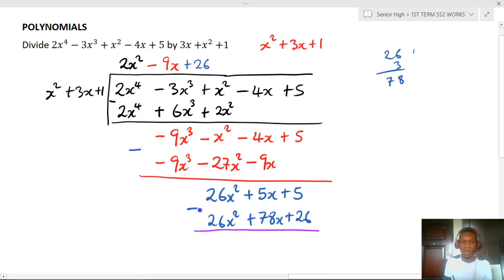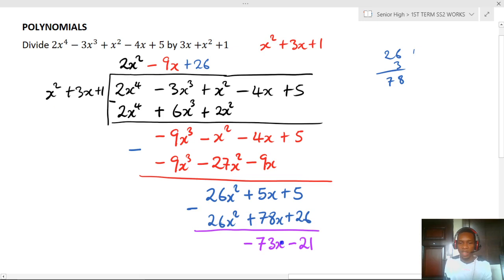So 26x squared minus 26x squared is out. 5x minus times plus is minus, so 5x minus 78x will be giving us minus 73x. And then 5 minus 26 will be giving us minus 21. So this is where we end it, because the degree of x here is lower than the degree of x here, so this cannot divide this. So that's where we stop.